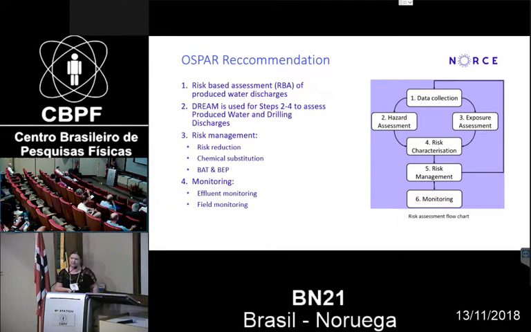What the oil companies can then do with the number is use it towards risk management. They can look at risk reduction, whether it's chemical substitution or implementation of BAT-BEP. And you can follow it up with monitoring. So you always have a feedback loop with environmental risk assessment, from data collection to risk management and monitoring, and it feeds back on itself.